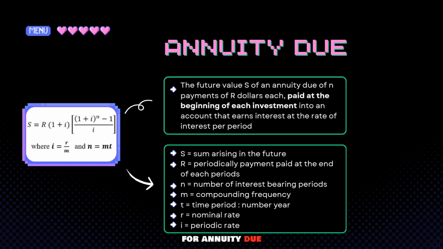For an annuity due, the future value S of an annuity due of n payments of R dollars each, paid at the beginning of each investment into an account that earns interest at the rate of i per period. The formula is S, the sum arising in the future, equals R times (1 plus i) times (1 plus i) raised to the n, where n is the number of interest-bearing periods, minus 1, divided by i.